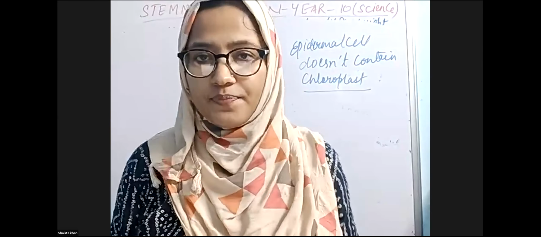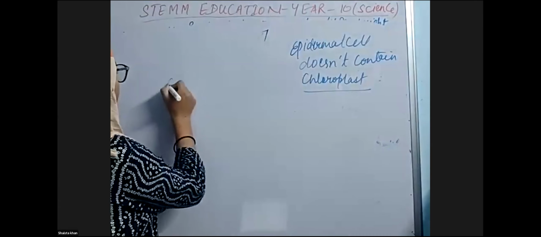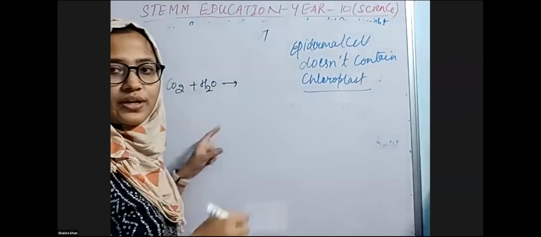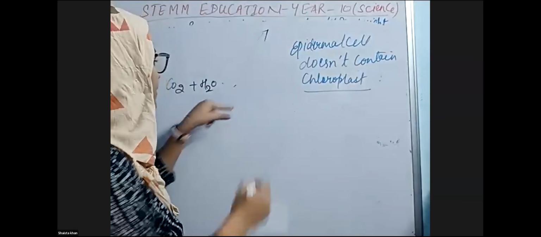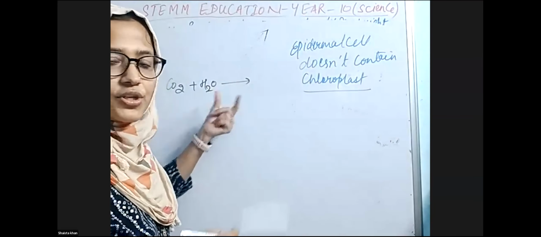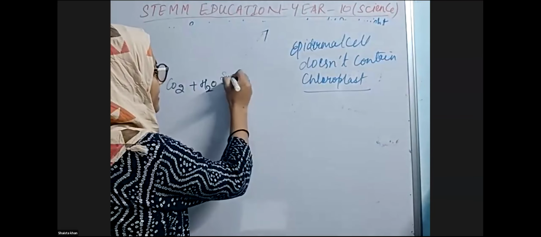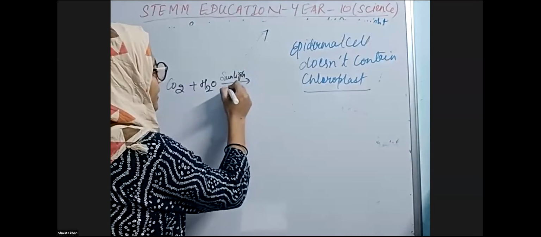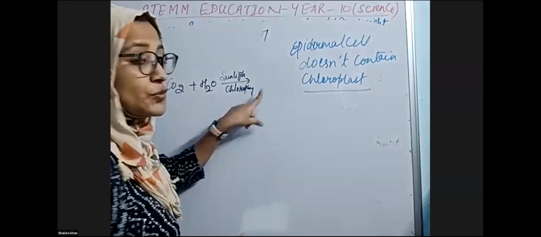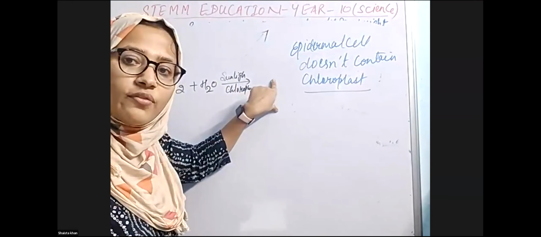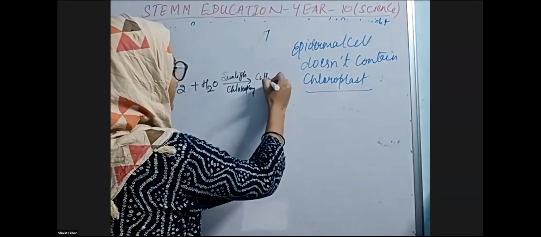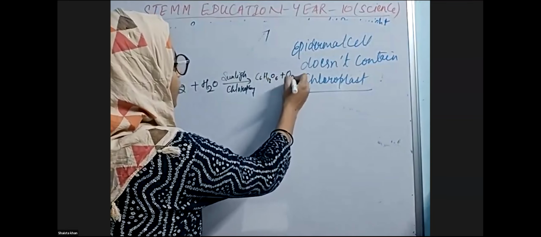Yes, that's right. Carbon dioxide reacts with water. Carbon dioxide and water react with each other in the presence of sunlight and chlorophyll. It prepares food in the form of glucose, C6H12O6, and releases oxygen.